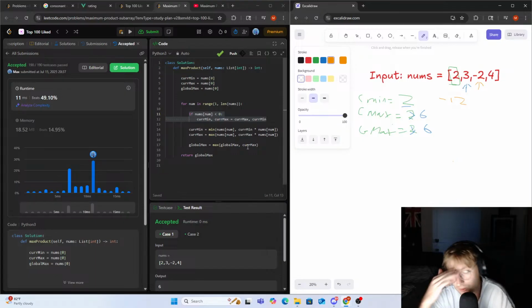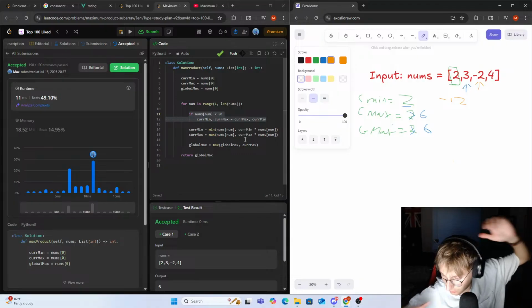Okay, -12. So what are we doing here? Swapping this. Curve min is 2, so that's not going to work. Our curve max is going to be 6 times -2. Okay, I think I understand kind of what's going on here.